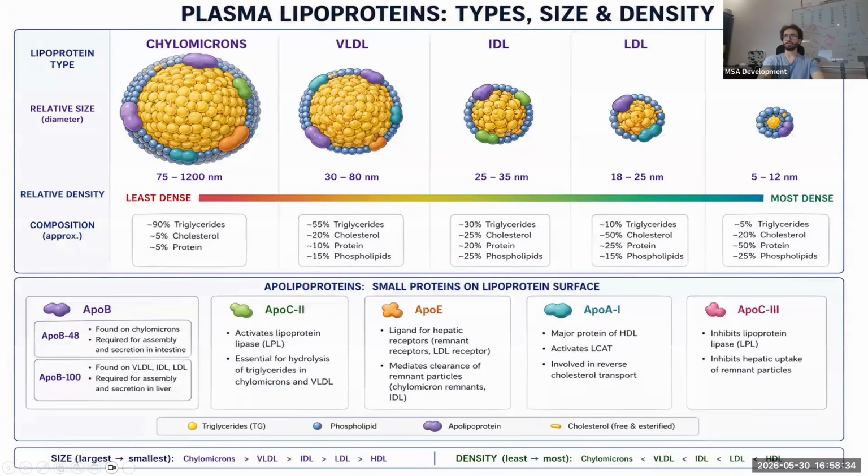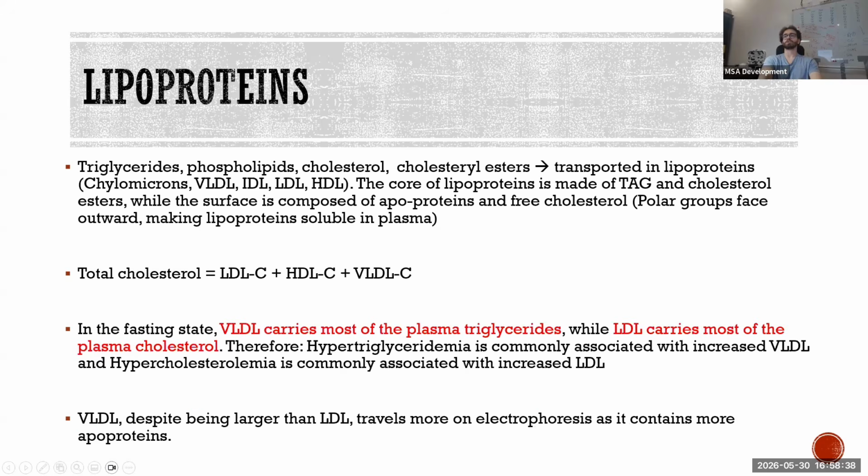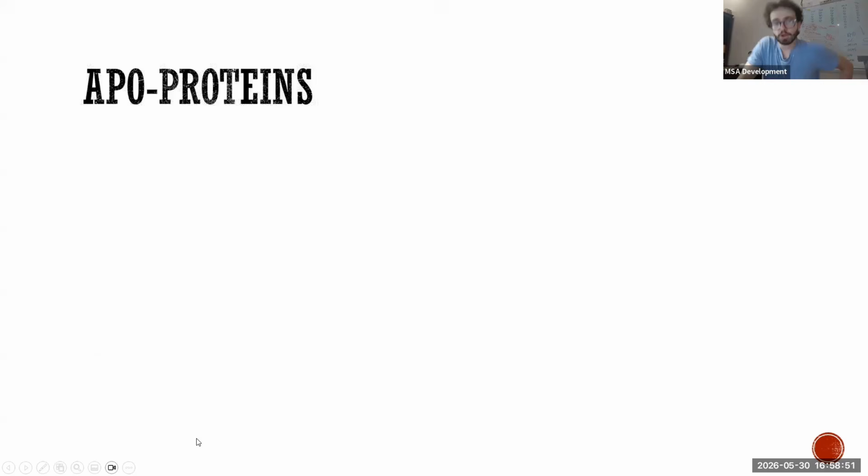طيب. Do you guys remember how we said a VLDL is larger than LDL? If we go back here. Yes, it is. But just a small fact, not very important in my opinion, but حطيته for completion's sake. VLDL travels faster in the electrophoresis. It's faster than LDL, even though it's bigger. Why? Because it has more apoproteins. Simple as that.